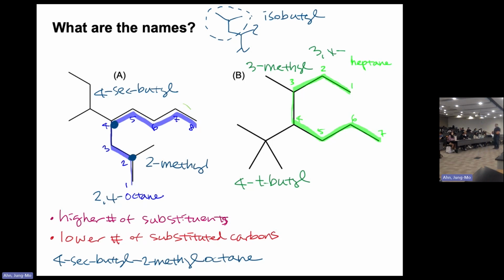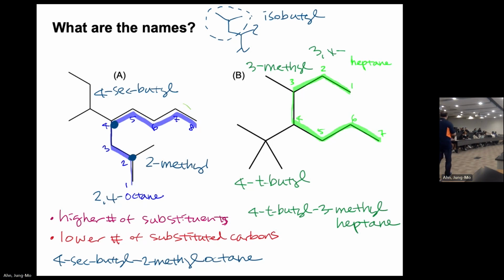Put it together. Tertiary-butyl, does it start with a T? I guess you probably know why I'm asking this question, right? Does T-butyl start with a B? Prefix doesn't count, except iso inside. So T-butyl at the 4 position, 4-T-butyl, 3-methyl heptane. So if you just follow the rule, you can get there.